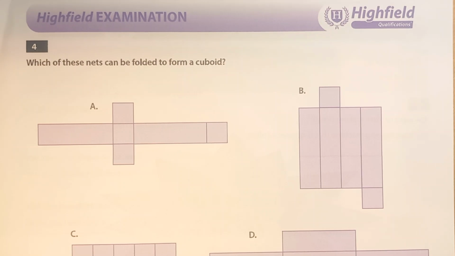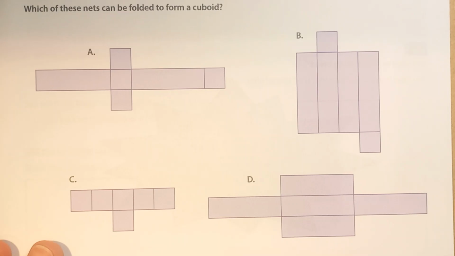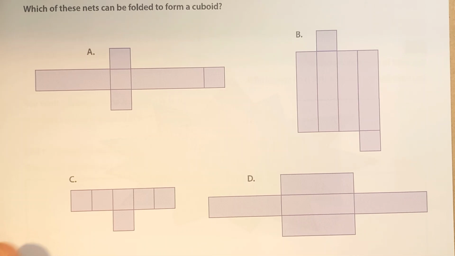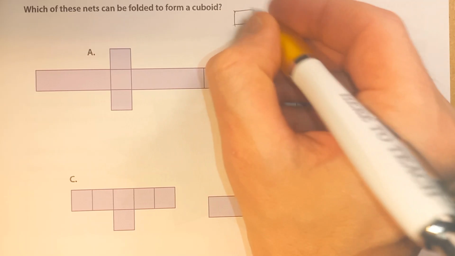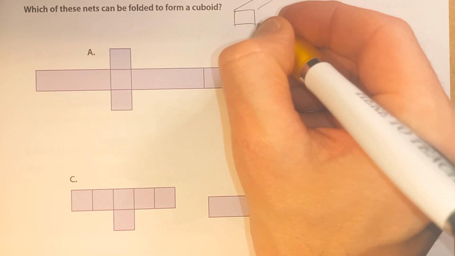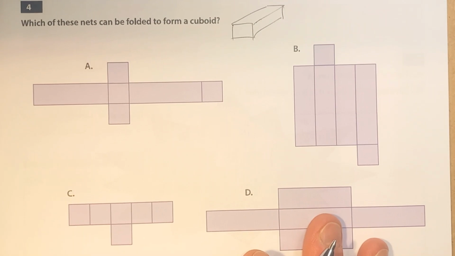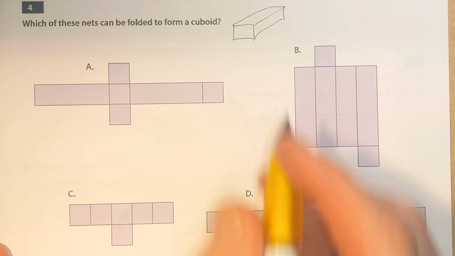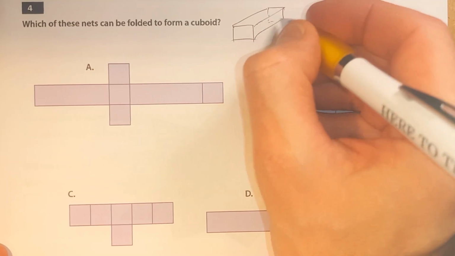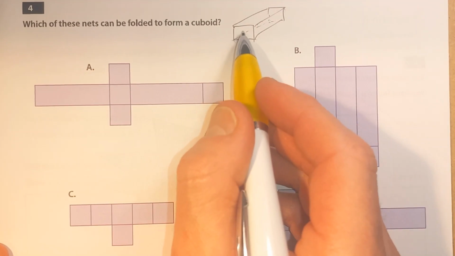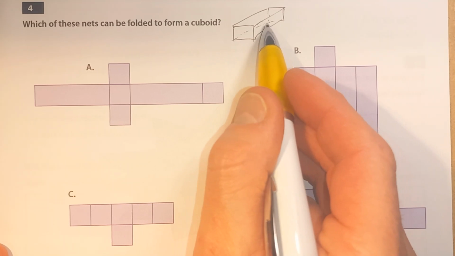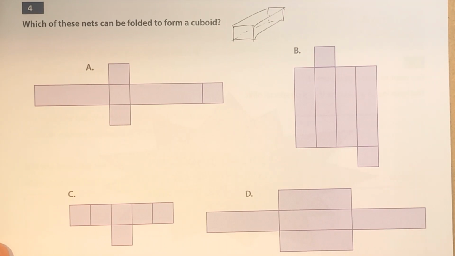Okay. Question 4. In fact, let's move it up so we can see all of these. Which of these nets can be folded to form a cuboid? Well, the first thing I want to think of is a cuboid. Let's draw one. It's a box, basically. If you think of the box, if I draw the back on, we're going to have a front, a back, a left, a right, a top and a bottom. So we want 6 faces.